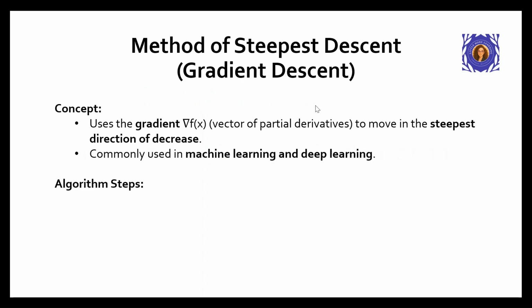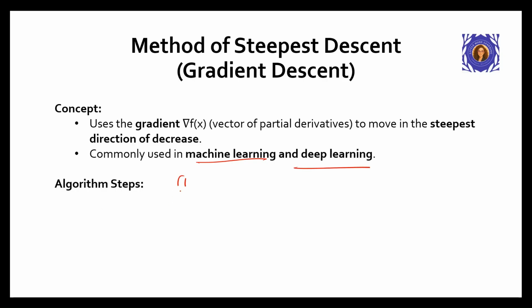Moving on to multivariate function minimization. These methods optimize functions with multiple variables. For example, f(x1, x2, x3, and that can continue up to xn). That is a multivariable function. The first method is the method of steepest descent or gradient descent. It uses the gradient, that is the vector of partial derivatives, to move in the steepest direction of decrease, and is commonly used in machine learning and deep learning.